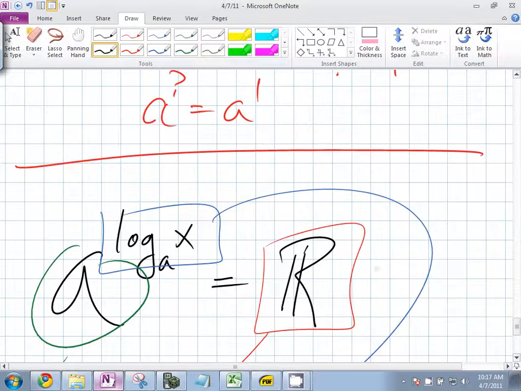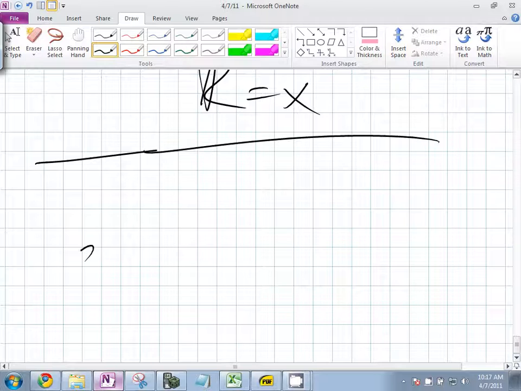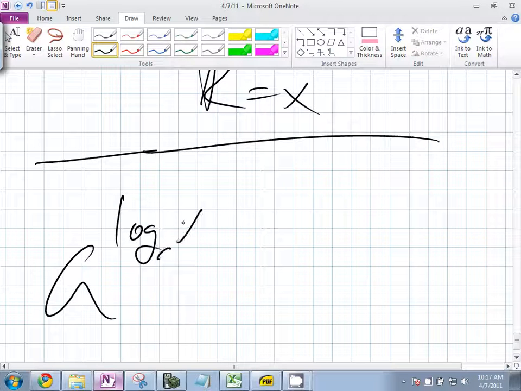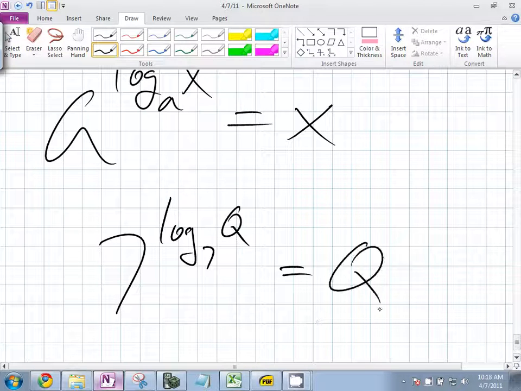So what does that mean? We just showed that a to the log base a of x is always equal to x. For example, 7 to the log base 7 of q equals q. Does it matter if the 7 gets changed? No, as long as both bases are the same, it's going to be q.